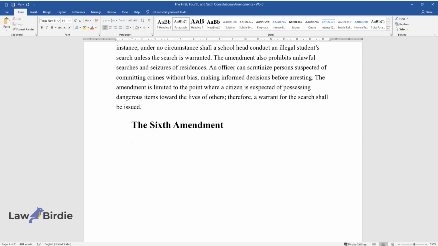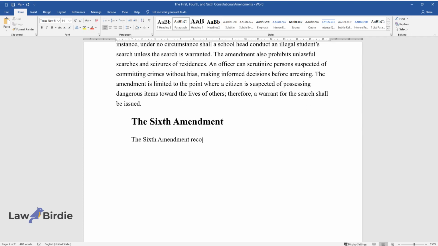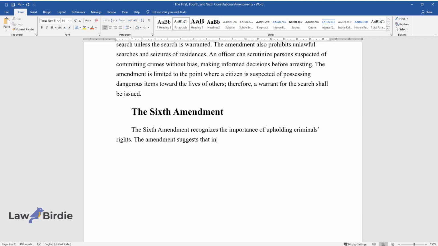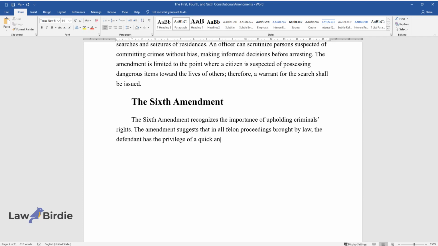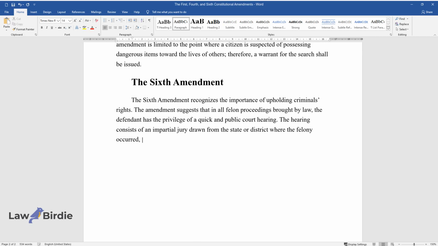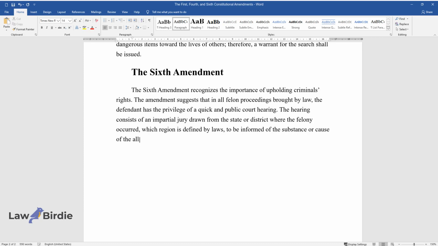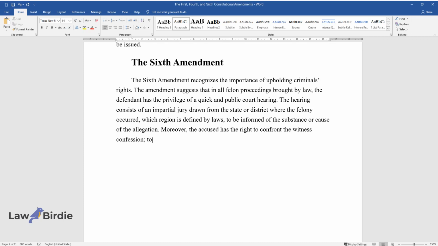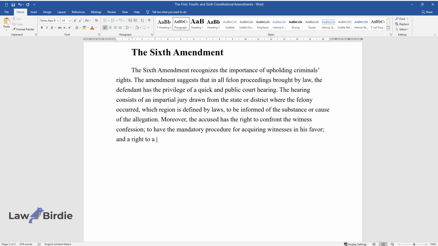The Sixth Amendment. The Sixth Amendment recognizes the importance of upholding criminals' rights. The amendment suggests that in all felony proceedings brought by law, the defendant has the privilege of a quick and public court hearing. The hearing consists of an impartial jury drawn from the state or district where the felony occurred, which region is defined by laws, to be informed of the substance or cause of the allegation. Moreover, the accused has the right to confront the witnesses, to have the mandatory procedure for acquiring witnesses in his favor, and a right to a lawyer.